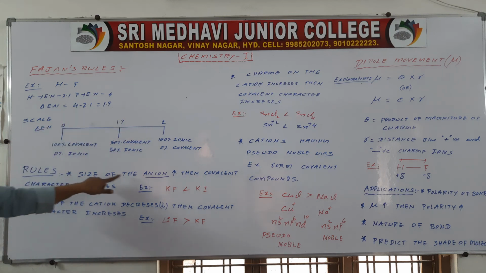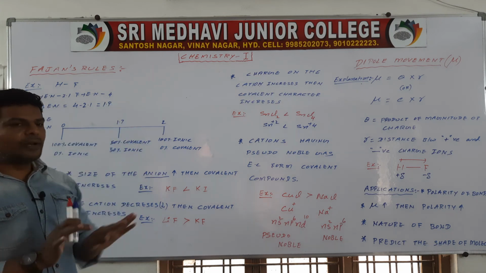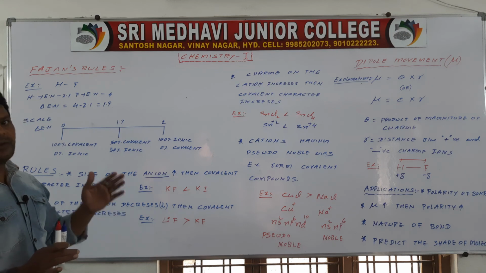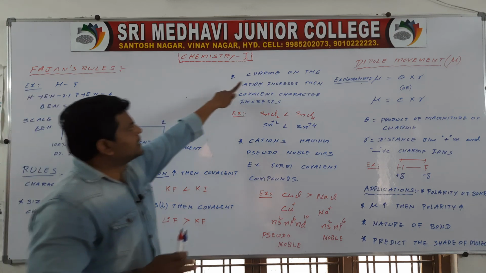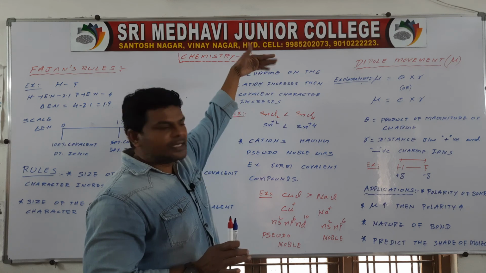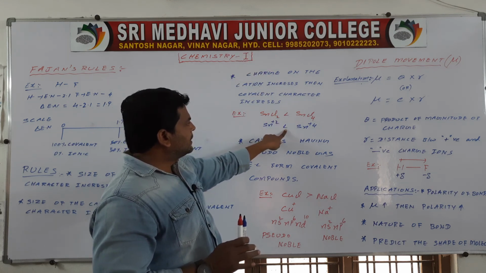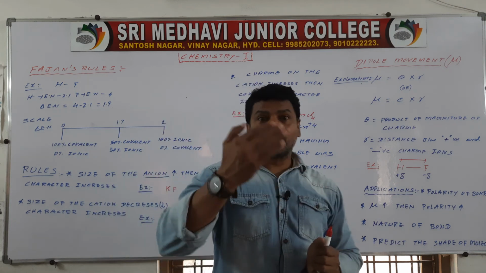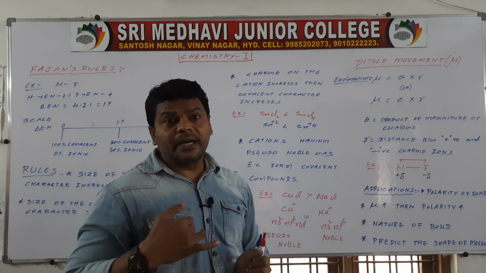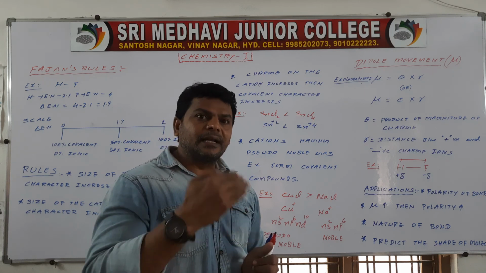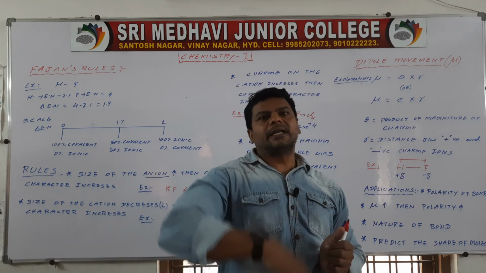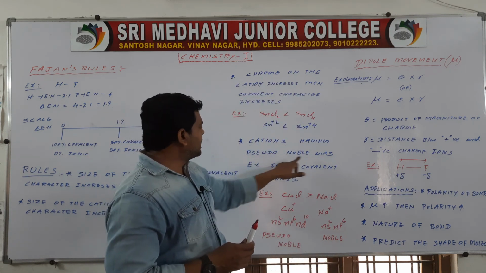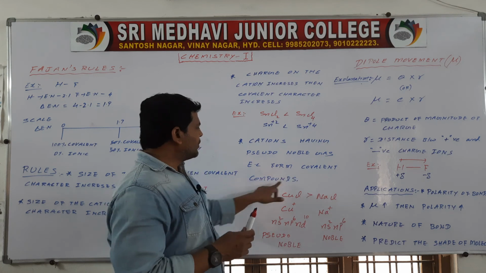Then rules: size of the anion increases, covalent character increases. Size of the cation decreases, covalent character increases. Charge on the cation increases, Sn plus 2 is less than Sn plus 4, covalent character increases. Only we are discussing one character. One character increases means another one decreases. Okay. Cations having pseudo noble gas electronic configuration form covalent compounds.